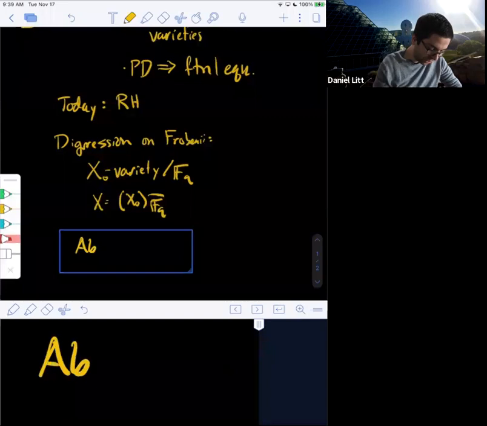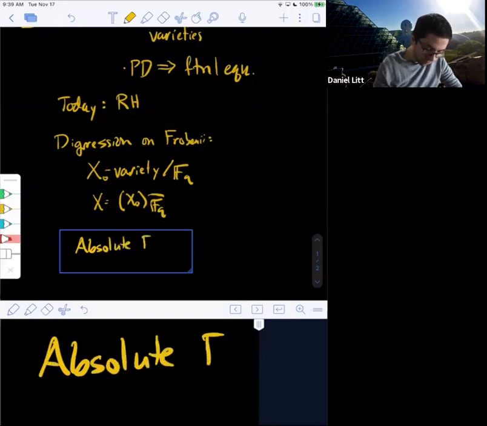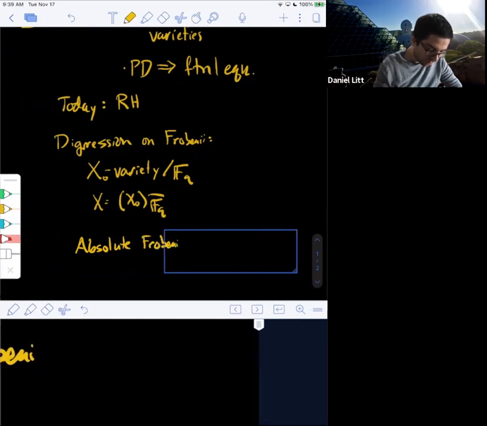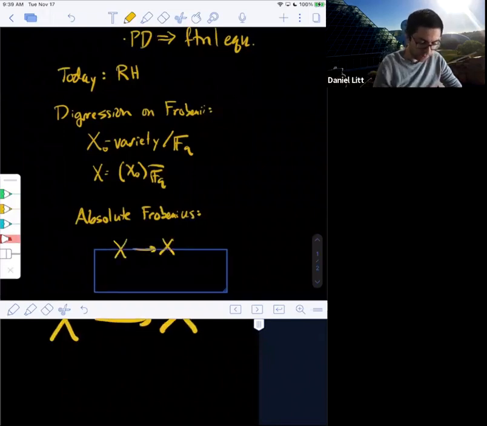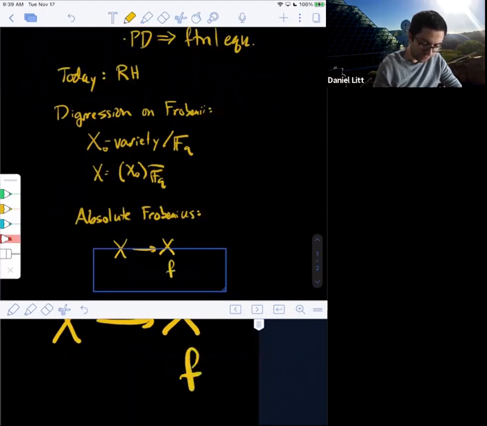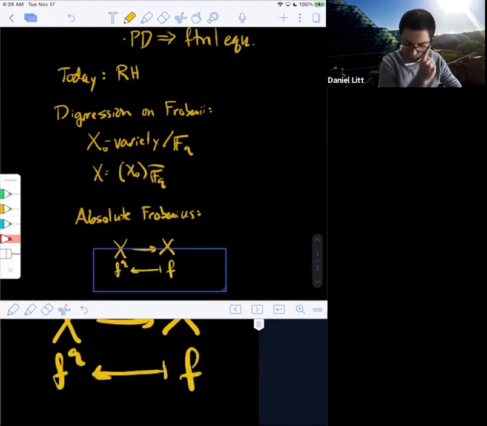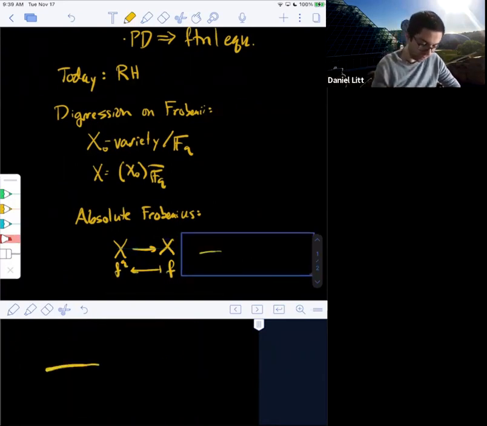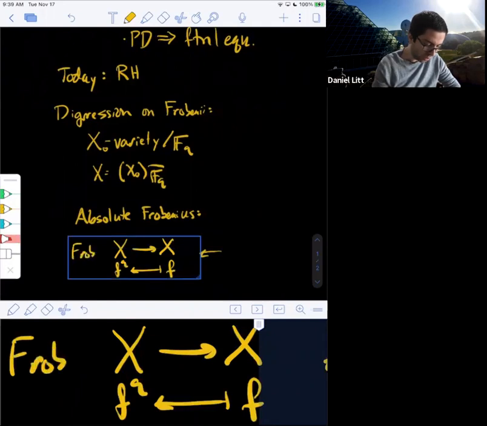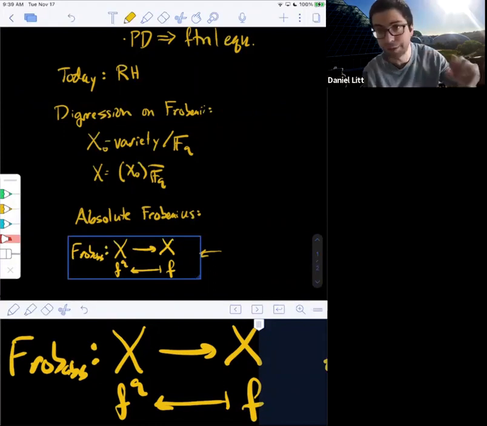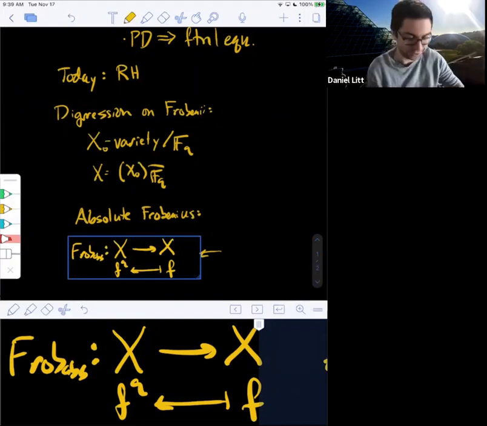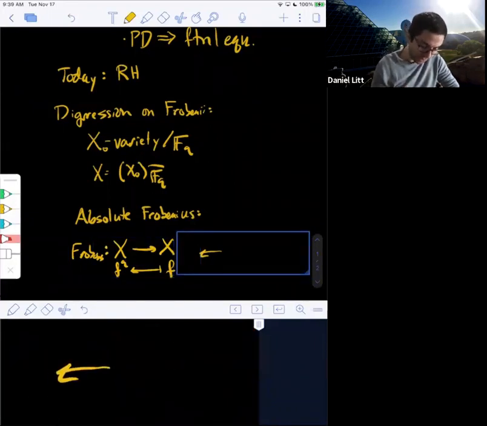So first of all, there's the absolute Frobenius. This is a map from X to X, and what it does is it sends any function f to f to the q. So that's the absolute Frobenius. I'll just call this Frob absolute. I'll try to distinguish all the Frobenii that show up today with actual subscripts, and then I'll pick one for the rest of the talk and tell you which one I'm going to use. So there's the absolute Frobenius. This is not a morphism over F_q bar.